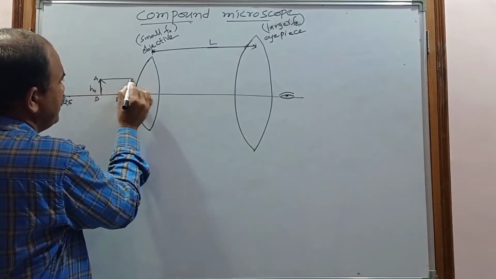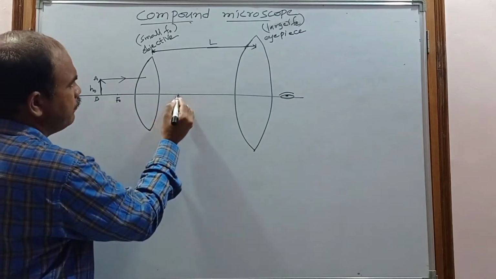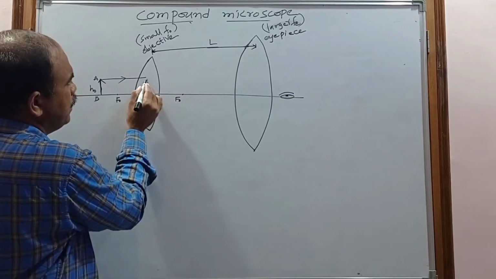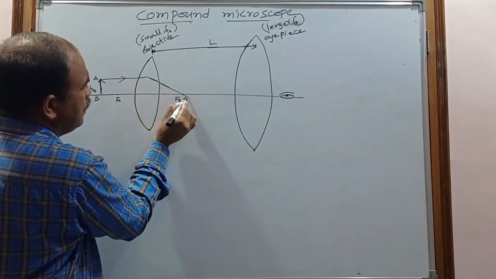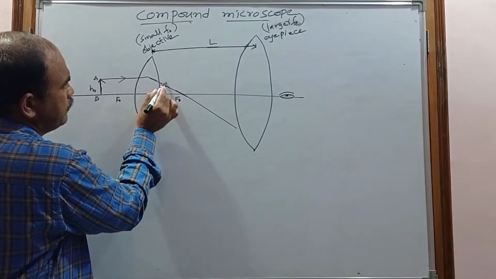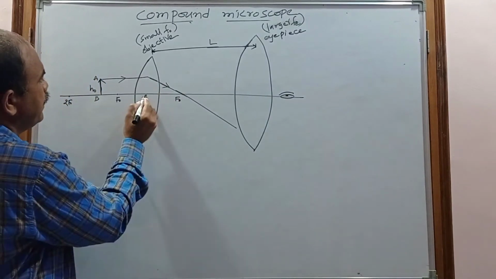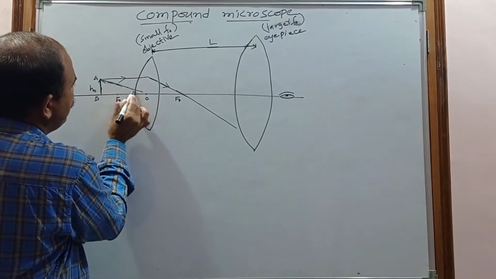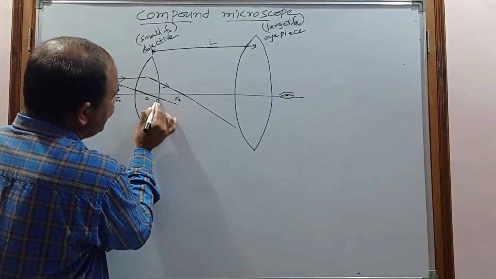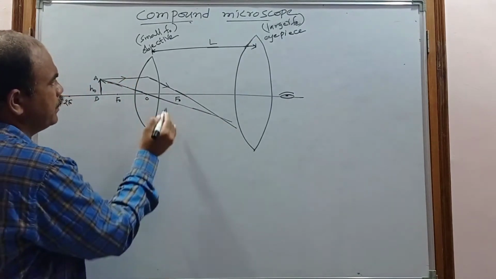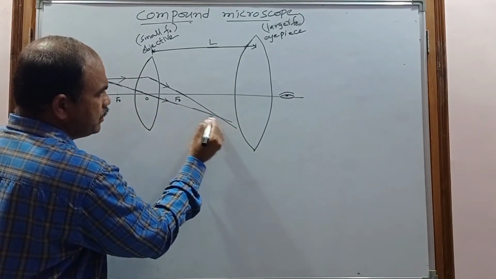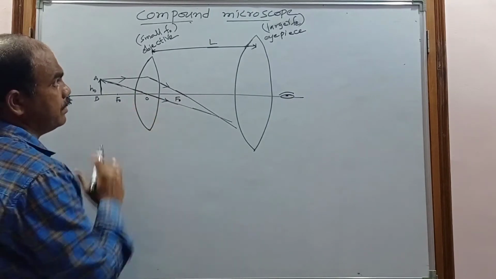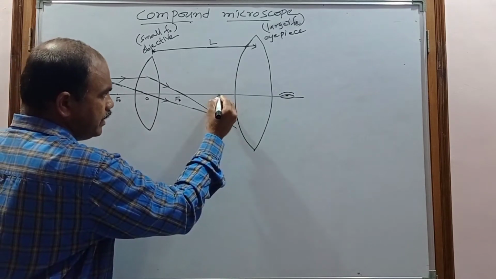Observe, I am taking one ray that is parallel to the principal axis. After refraction, it passes through the focus of this objective on the other side of the lens. And next I am taking another incident ray that is passing through the optic center. After refraction it continues along the same path. Here these two refracted rays coming from the objective intersect here. That's why the image is formed here.